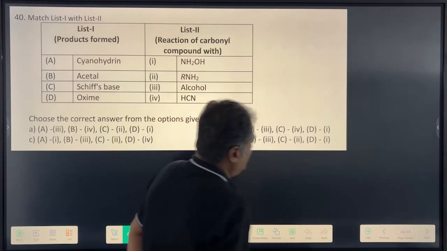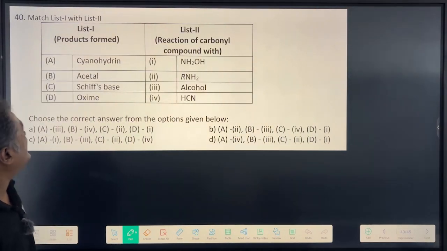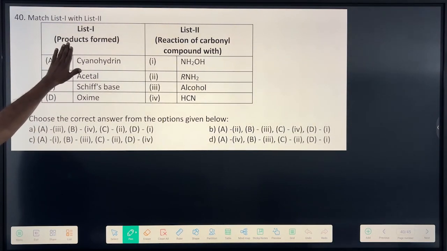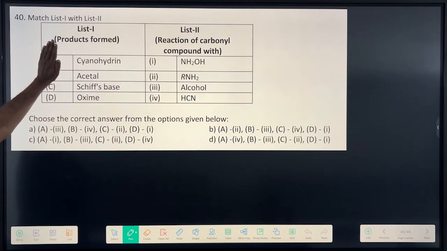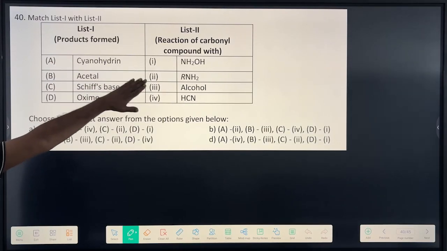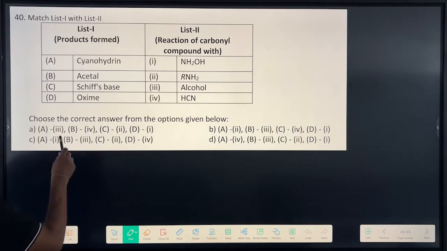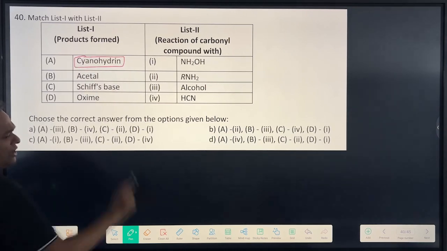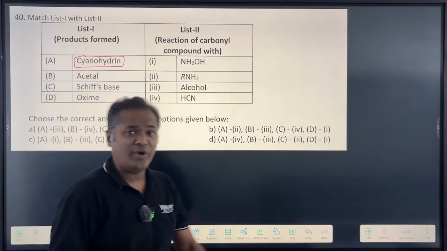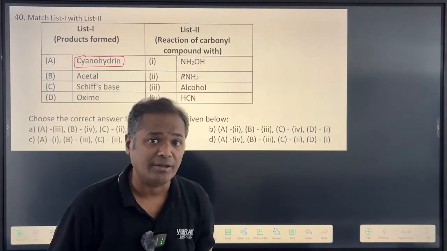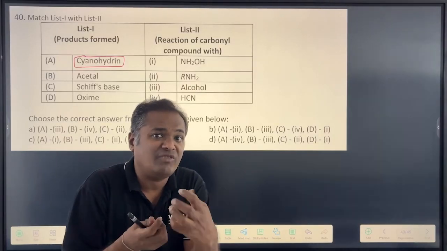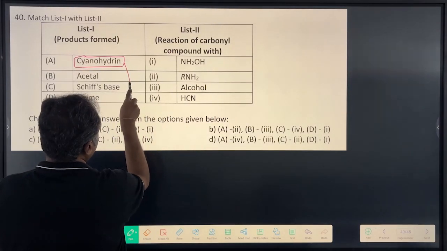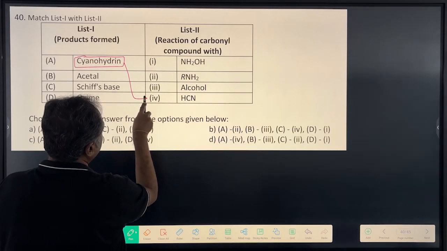Now, the next question you have got on the screen is a match the column. You have got list 1 and list 2. This is nothing but a product formed and this is nothing but a reaction. Now, first of all, only the C. Cyanohydrin is a product obtained. Now, generally when do you get cyanohydrin? When your aldehyde or ketone reacts with HCN, because cyano indicates somewhere a cyanide group. So, your A is nothing but the product obtained when you have HCN.